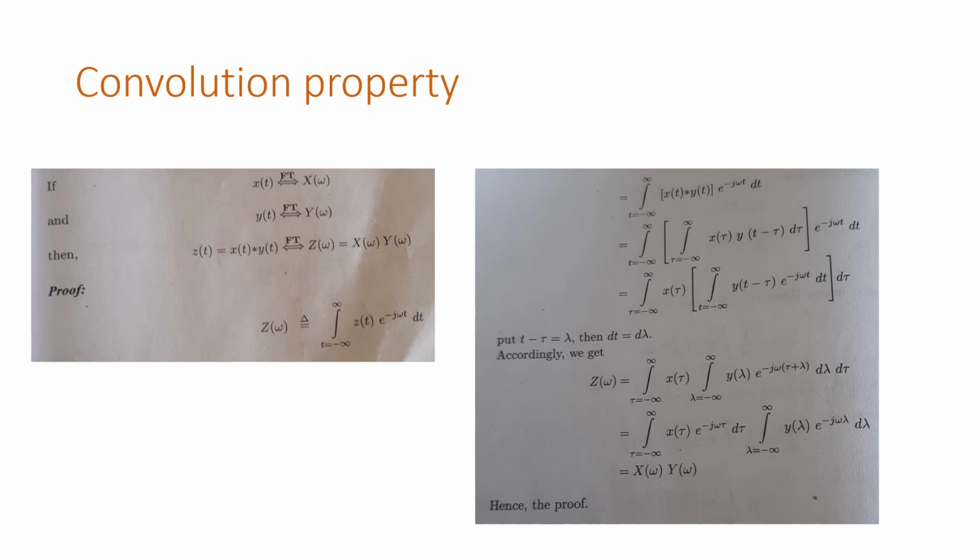Convolution property. I have considered two signals, that is x of t and y of t. Applying Fourier transform to these signals, I have got x of omega and y of omega respectively, and I have considered z of t as convolution of x of t and y of t. By applying Fourier transform to this z of t, I have got the product of x of omega and y of omega as shown here, and the proof is shown below.